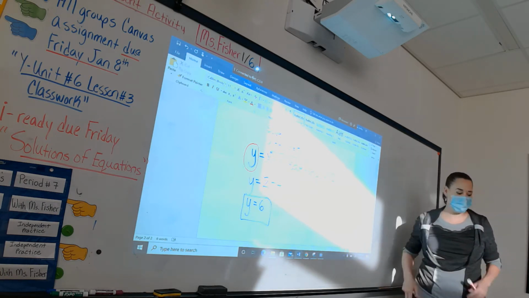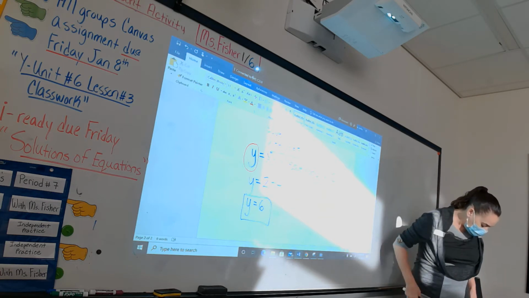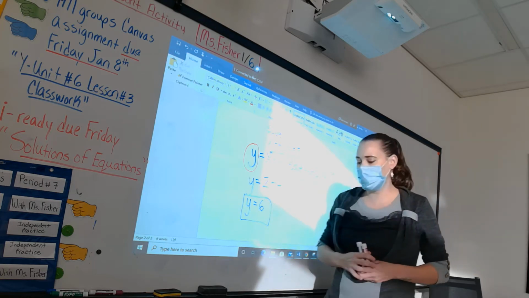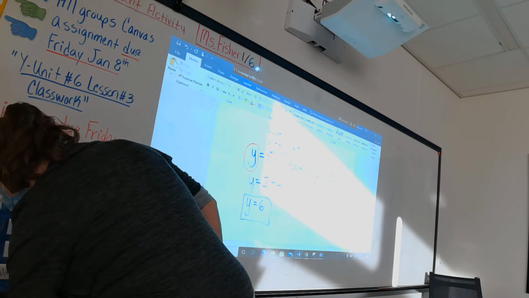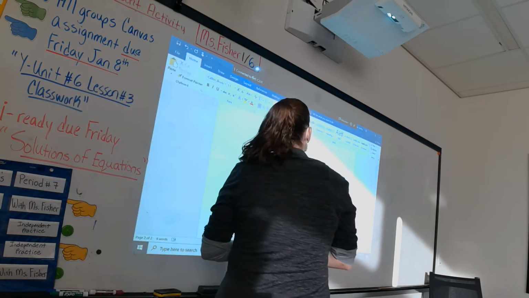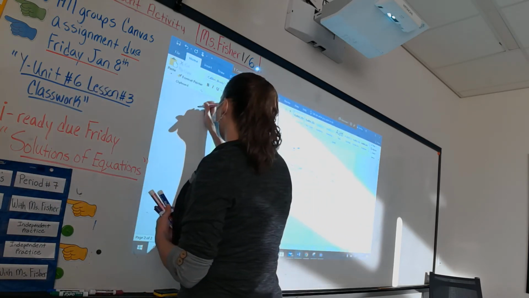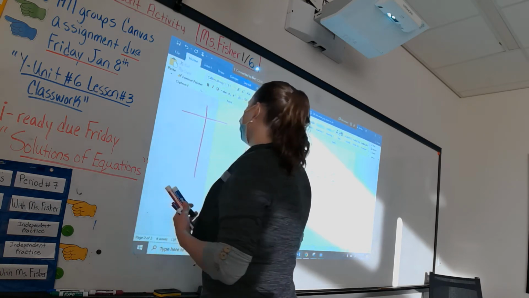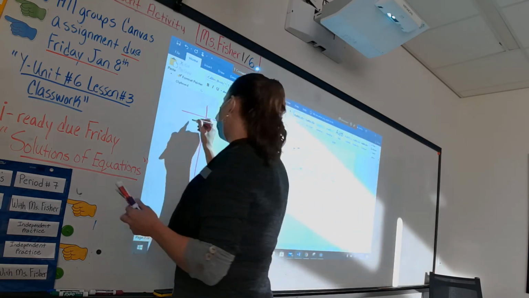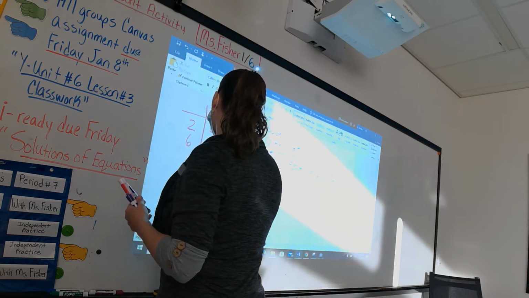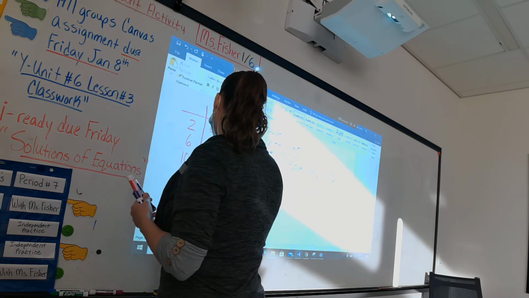So I'm going to do some friendly reminders to make sure we're all on the same page about tables. When you are given a table, remember a table looks like this, and then you might have numbers. You might have 2, 4. I'm just randomly making these up, you guys, so don't think anything of it.